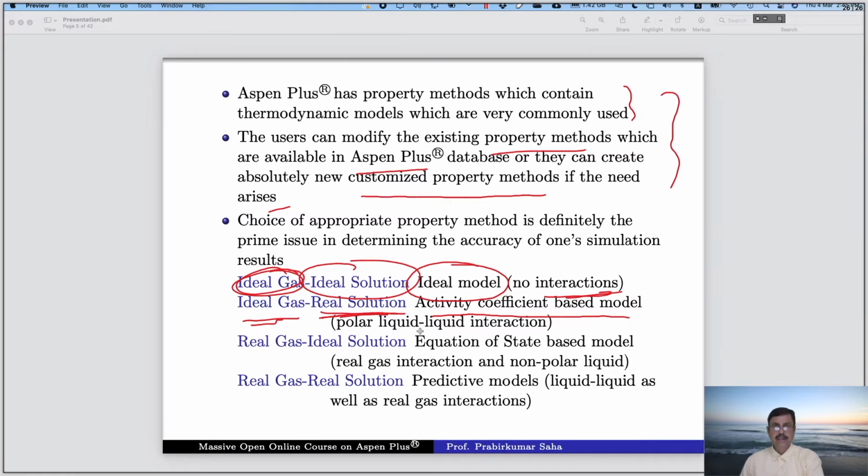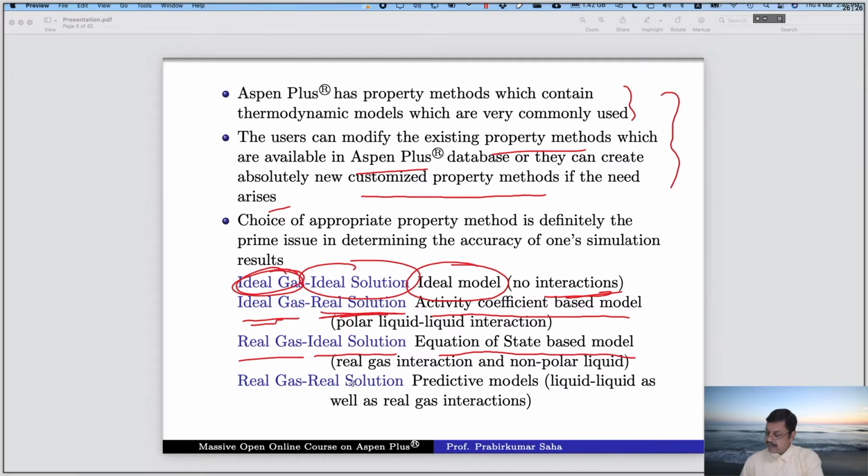On the other hand, if there is no intermolecular interaction in the liquid phase, that means the liquid phase is ideal, whereas there are intermolecular interactions in the gas phase, that is real gas. It is no longer the ideal gas. In such a situation, we will use an equation of state based model.